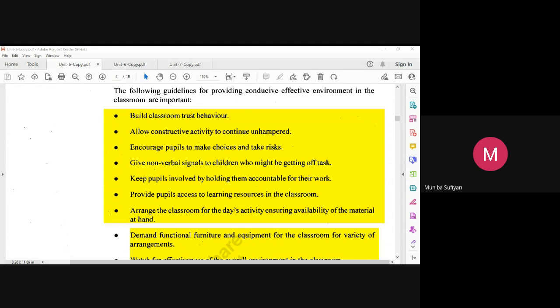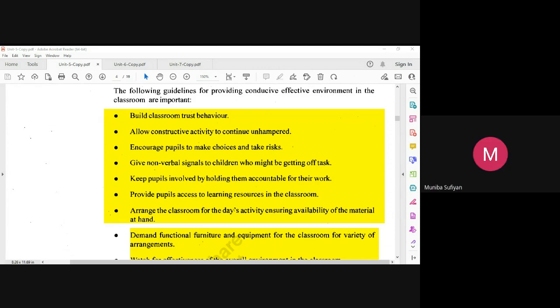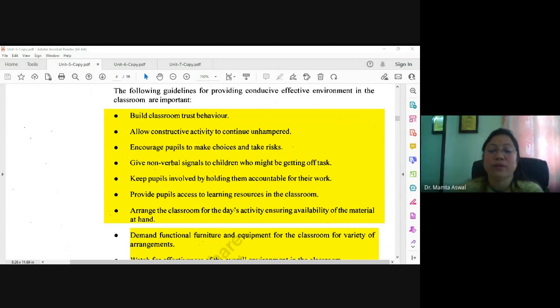Yes, yeah, we do. What are those non-verbal signals? Eye to eye contact. Yes, that's wonderful. So what generally happens if the child is not doing something? If you see the child is doing some mischievous activity, not doing that particular thing which they have been told to do, what do you do? You just look at the child with your eyes.